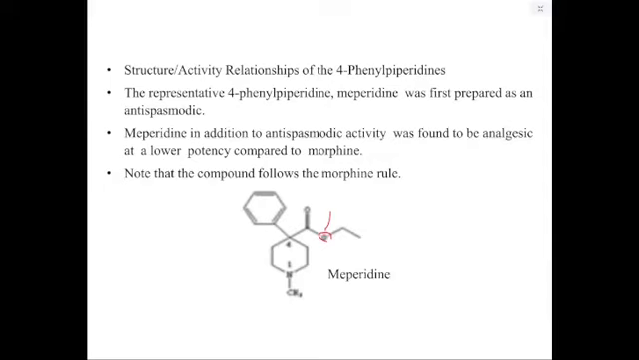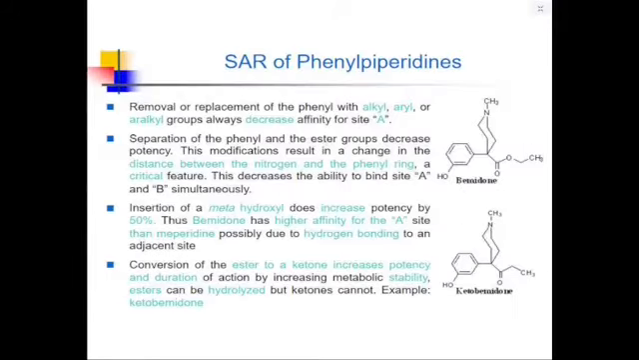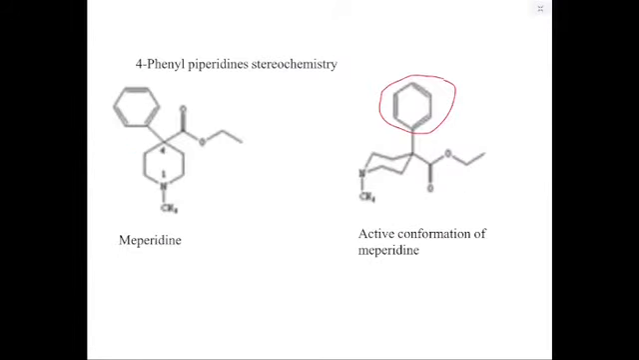So there we are saying you can have different substitutions. You can have substitution at the terminal nitrogen, on the aromatic ring, where you can put an isostere, and also on the ester, making it an ester or a ketone. The ketone just gives stability because esters are very, very readily hydrolyzed.